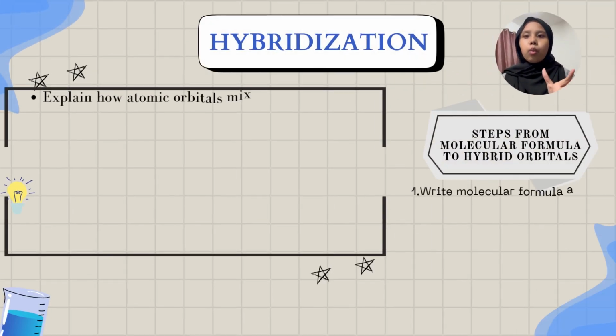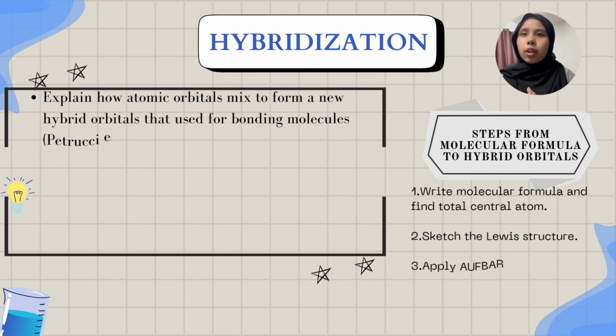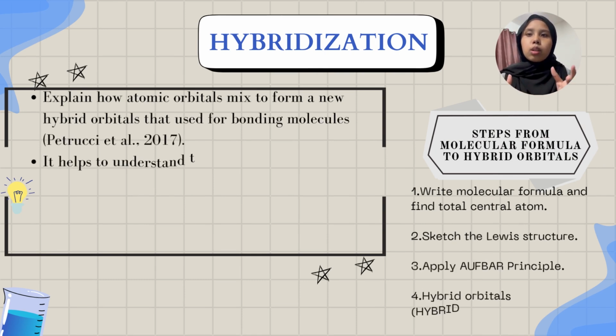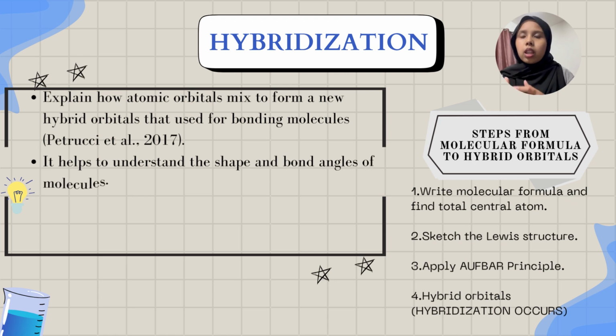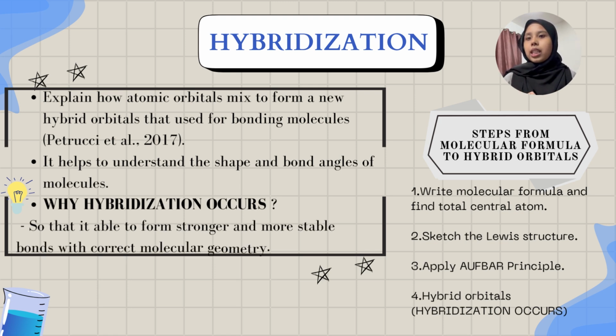I will explain what hybridization is. Hybridization explains how atomic orbitals mix to form new hybrid orbitals that are used for bonding in molecules. It also helps us understand the shape of molecules such as linear, tetrahedral, trigonal planar, and so on, and also the bond angles of the molecule. So why does it happen? It is to form a stronger and more stable bond with the correct molecular geometry.